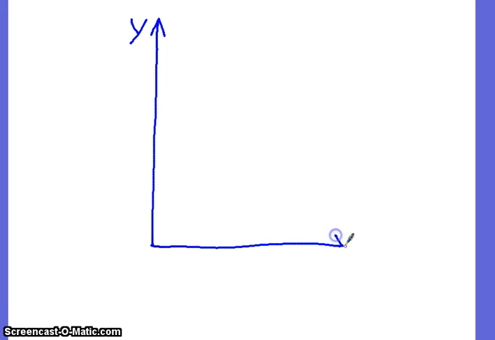So what I want you to do is draw, as best you can, a Y line, which is straight up and down, and an X line. So draw that, please. I just want you to draw that.